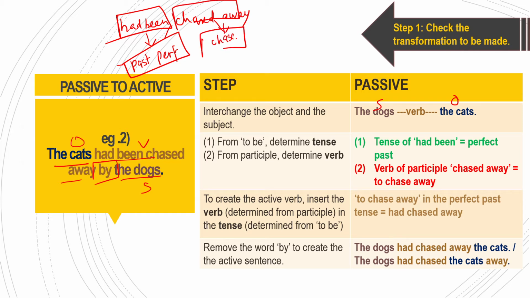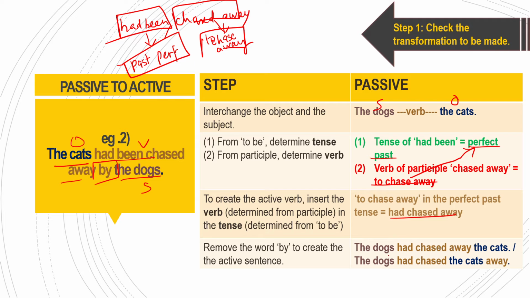To chase away. Okay, so you found out the tense, you found out the verb. Once you have these two things, it's very easy: put this verb in this tense. To chase away, you put it in the past perfect, you get had chased away. Okay, you will obviously remove the word by when you're making the active sentence.